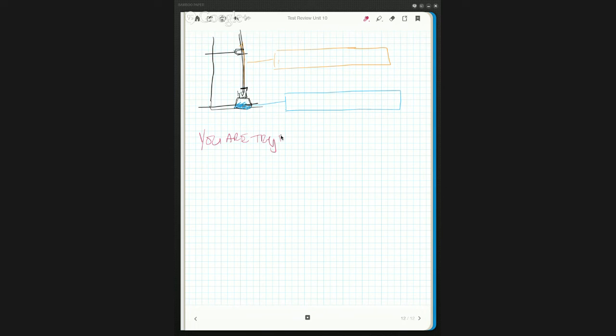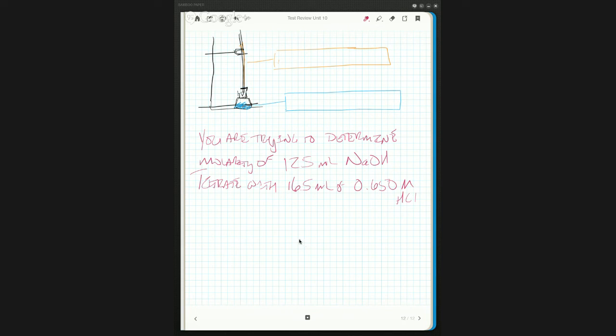You are trying to determine the molarity of, let's give 12.5 milliliters of NaOH titrated with 16.5 milliliters of 0.650 molar HCl. Did I do that right? Okay.